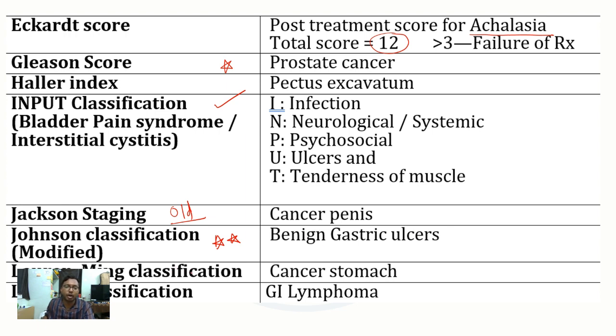Next one is Lauren or Ming classification. We have seen this classification in the last session of named classification. This is for cancer stomach. All right. Next, the last one is, just remember the name, Lugano classification. It is for gastrointestinal lymphoma. The classification per se is more important for postgraduates. So we will see shortly. Right. Coming to the first one.